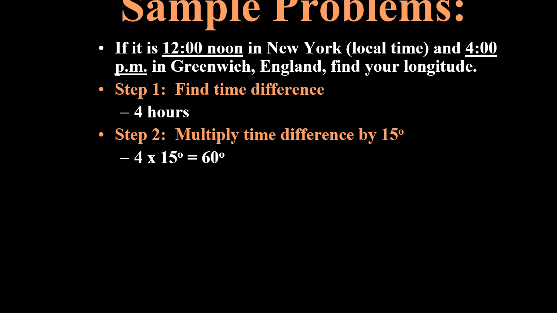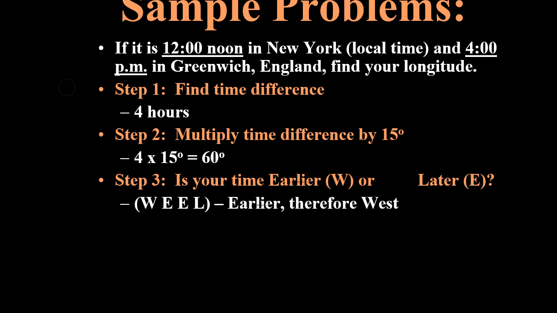Step two, we multiply that time difference by 15 degrees. 4 hours times 15 degrees is 60 degrees. Therefore, your line of longitude is 60 degrees. Now, for step three, we need to determine, is that 60 degrees east or is that 60 degrees west? Well, to do that, we need to look back at our problem, and we see that 12 noon in our local time is earlier than 4 p.m. So, because it's early, we know west early, east later, so we are in the west. We are at 60 degrees west.